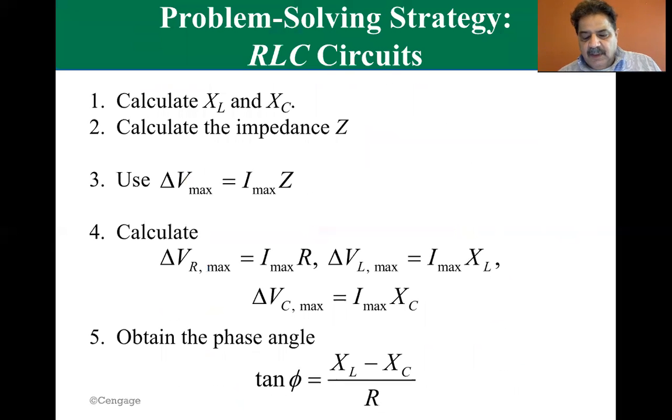And let's get some problem-solving strategies for RLC circuits. Number one, calculate the inductive and capacitive reactances. Number two, use the inductive reactance and the capacitive reactance together with the resistance to calculate the impedance of the circuit. Number three, find the maximum current or maximum voltage drop with the equivalent of Ohm's law. Number four, calculate the voltage drops across the individual elements with the appropriate variations of Ohm's law. And number five, obtain the phase angle.